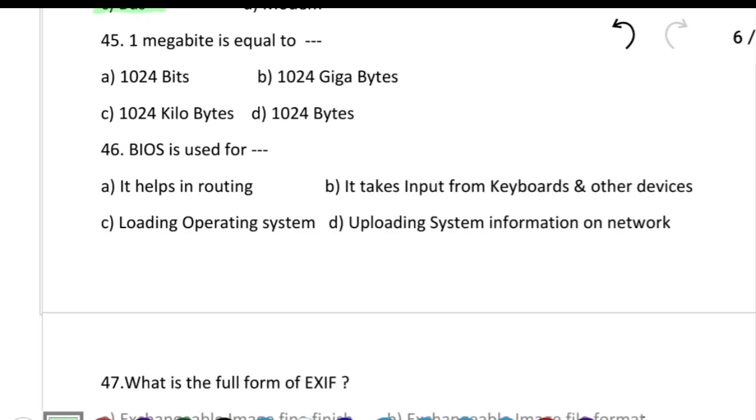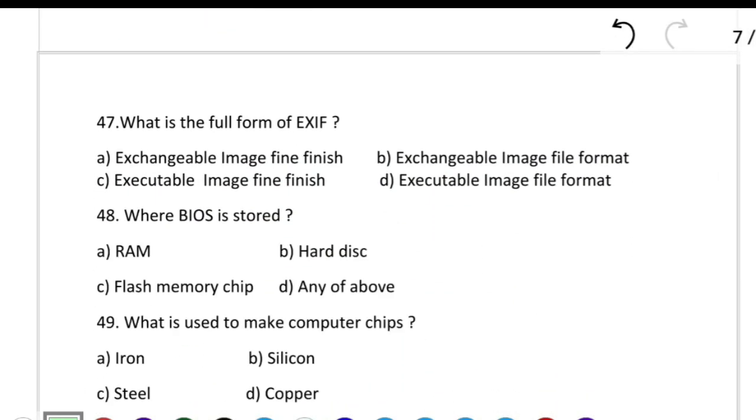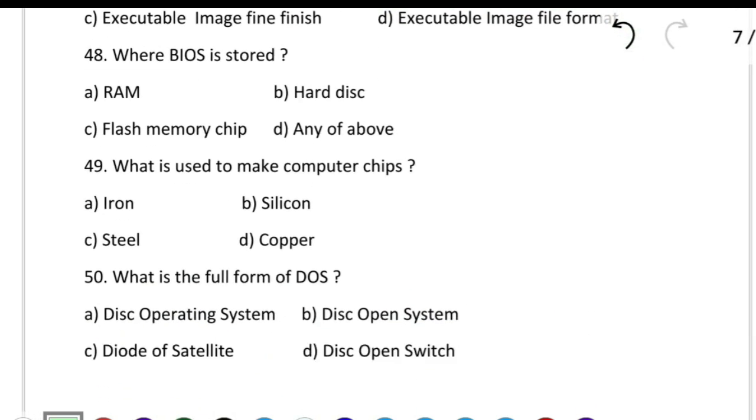Question number 45. 1 megabyte is equal to 1024 kilobytes. Option C. Question number 46. BIOS is used for loading operating system. Option C. Question number 47. What is the full form of EXIF? Exchangeable image file format. Option B. Question number 48. Where is BIOS stored? Flash memory chip. Option C.